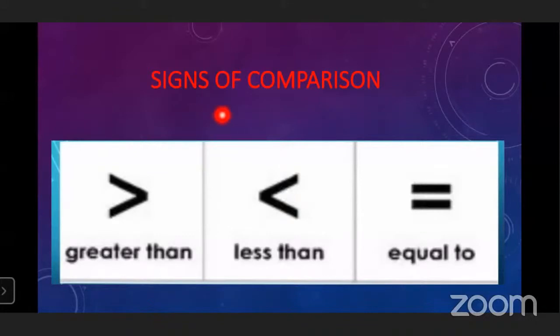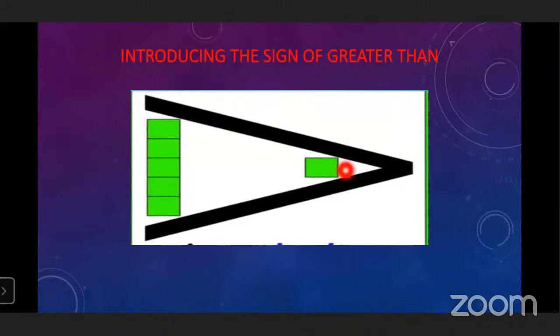These signs are given as follows. The first sign given here, we call it greater than. Next one is less than, and the last one is equal to. Means when we should use these signs, we are going to learn. Okay, the signs of comparison. Now see in this picture, the sign of greater than. First of all, we are going to learn the sign of greater than.